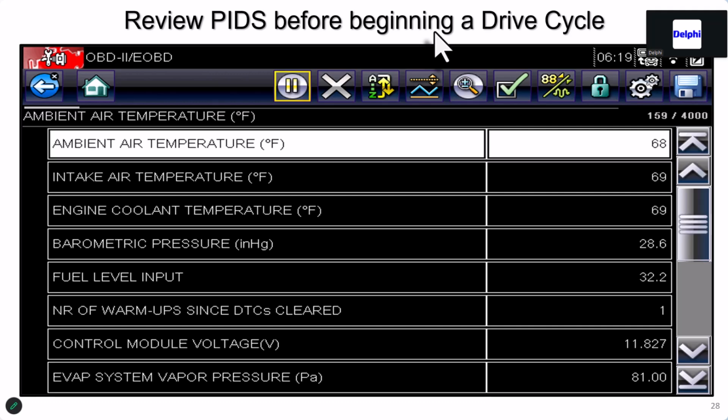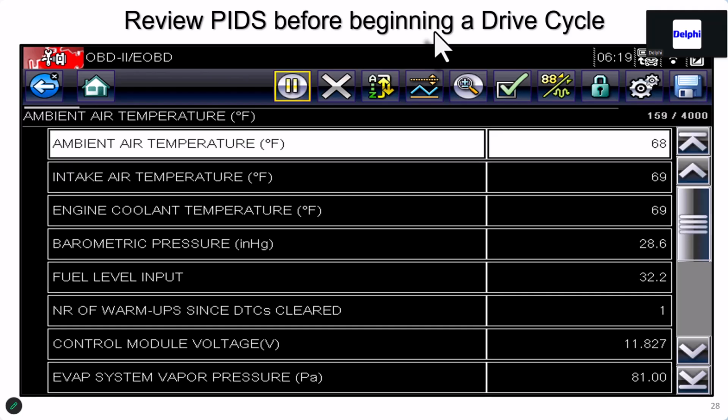Always check barometric pressure. Know what it is in your area. Understand it, because as it starts to drift and go up in altitude, it will not set a code. The PCM will look at this and say, hey, it's not shorted, it's not open, we're at 8,000 feet, we're going to suspend the monitor test. Always pay attention to that, because these can get skewed, but they won't set codes unless they're open or shorted.